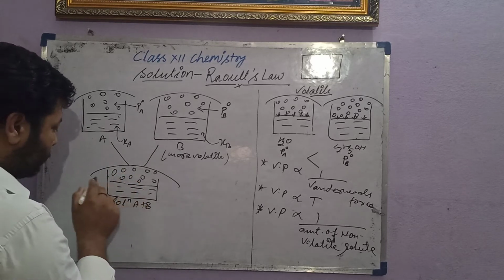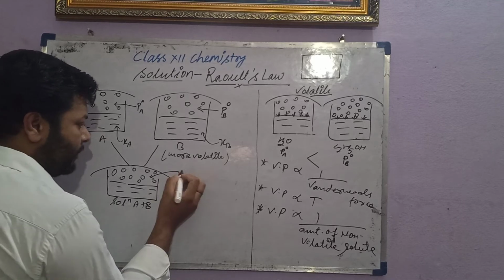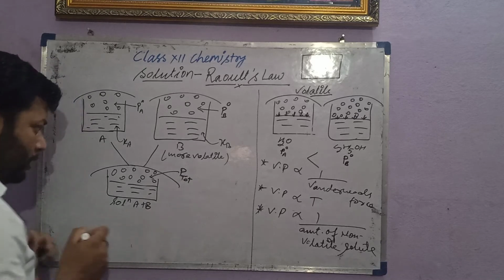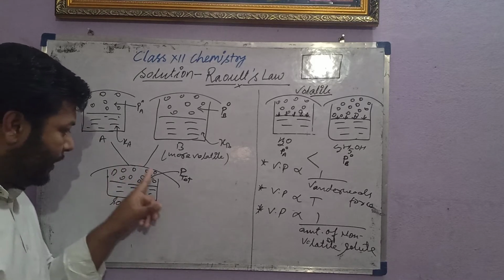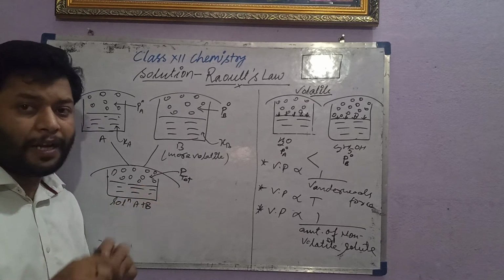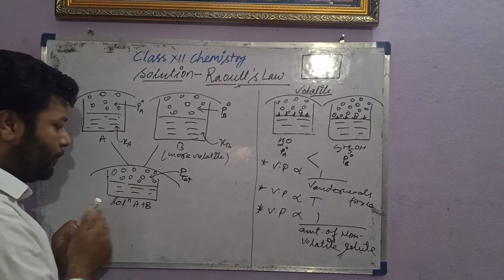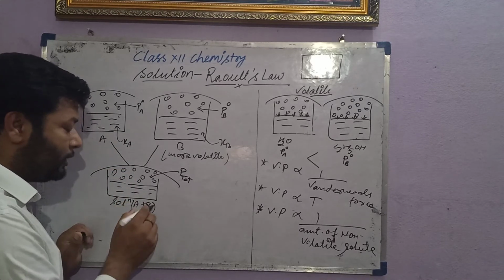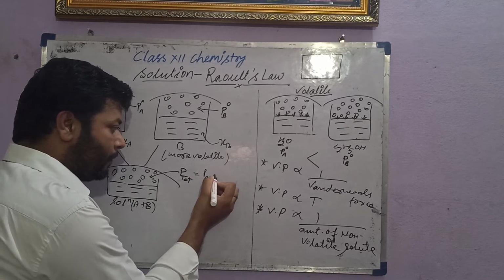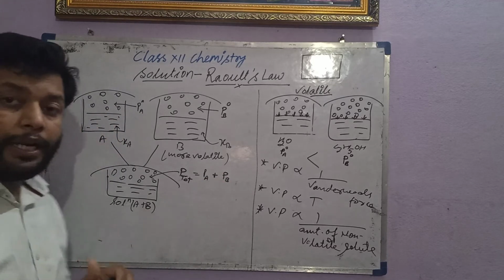This vapor has a vapor pressure, and I am writing here P total, because the vapor contains the vapor of A and the vapor of B, that is called the vapor of a solution. The solution has both the components, so it must be equal to PA plus PB. Learn it first time. Learn it.